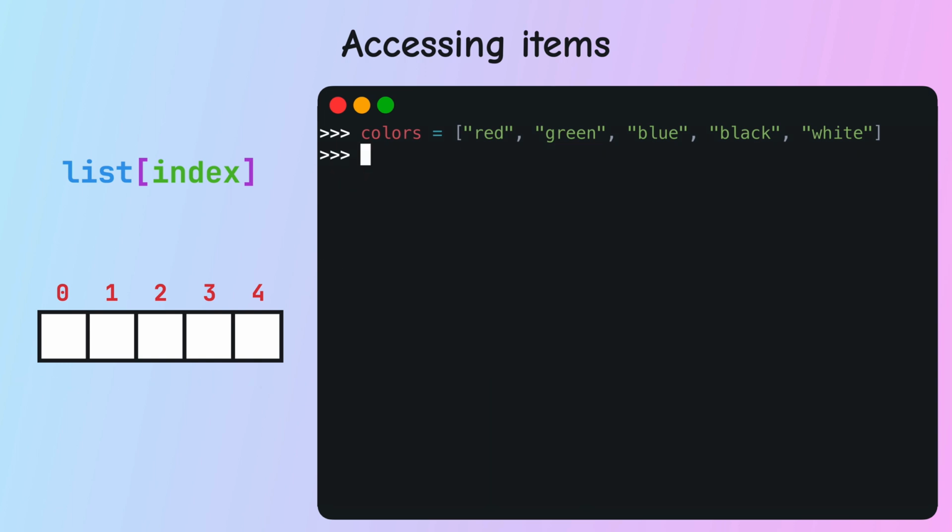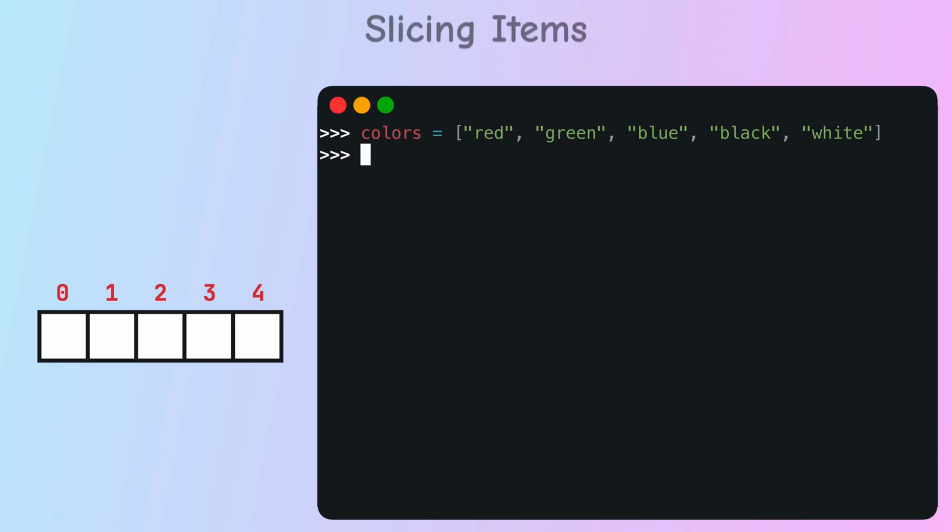Unlike many other languages, Python has a very powerful operation on lists called slice operation. Instead of accessing one item from the list, you can use the slice operation to access a portion or a slice of the list. Let's see how to use it.